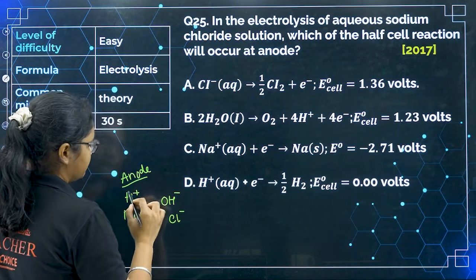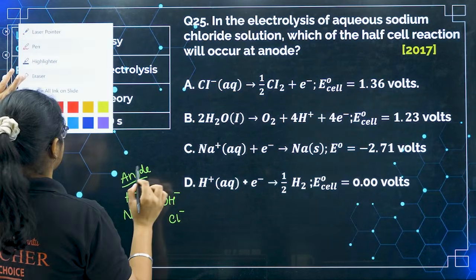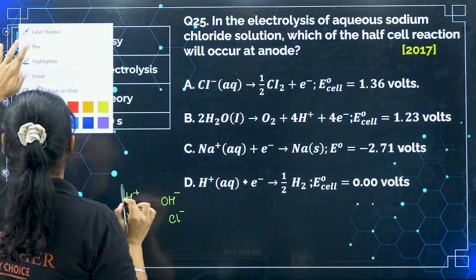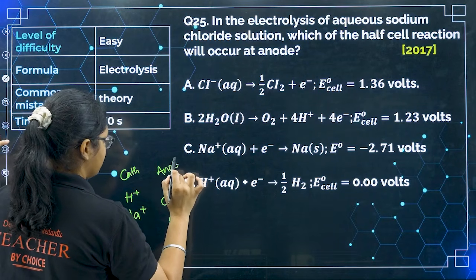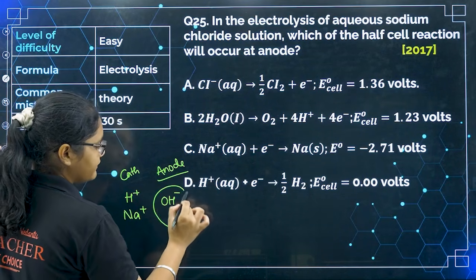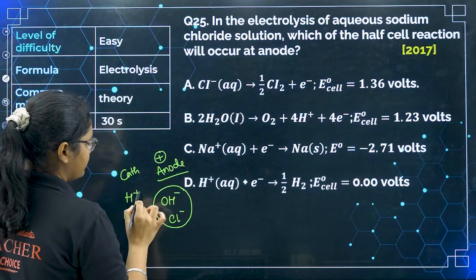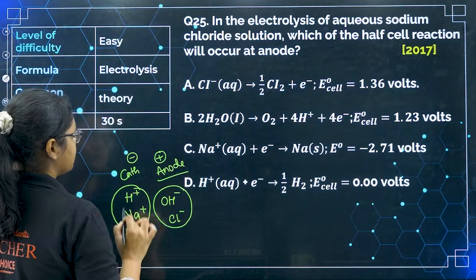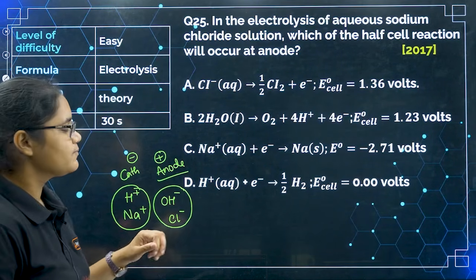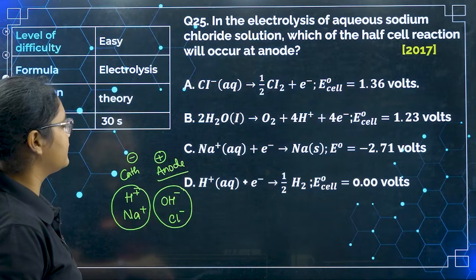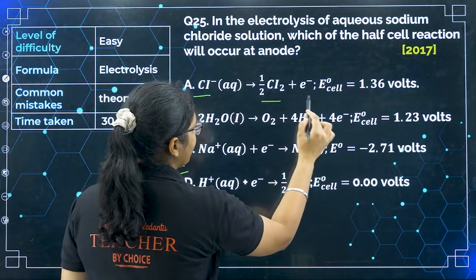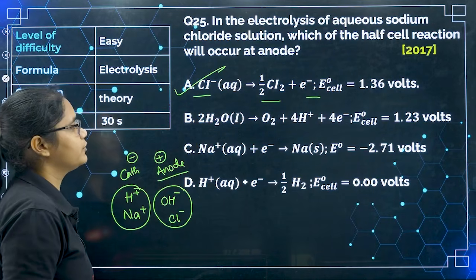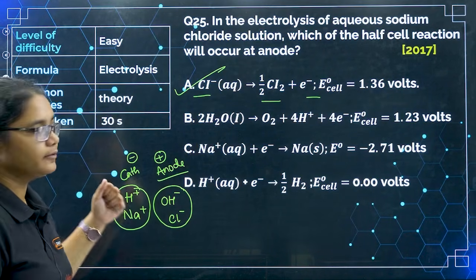Yeah, these ions will move towards the electrodes. This is negatively charged, so they will move towards the positive electrode. These are positively charged, so these will move towards the negative electrode. So what reaction will happen at the anode? We have chlorine will get oxidized to give you half Cl2, that is option number A here.